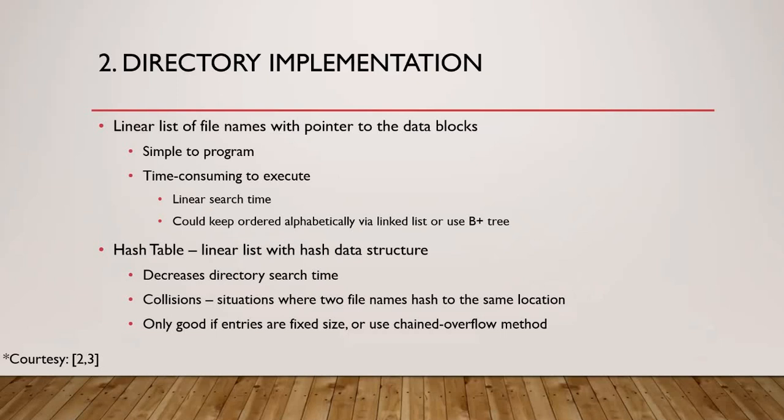So here, if you have a particular key and you have generated the hash code, you cannot generate the key from the hash code. So it is one way: from the key you can generate the hash code, but from the hash code you cannot generate the key. So a hash table is a linked list with a hash data structure. It decreases the directory search time, because in order of 1 you'll directly jump onto the base address. In indexed allocation, what is the order of complexity? It is order of 1, meaning constant.